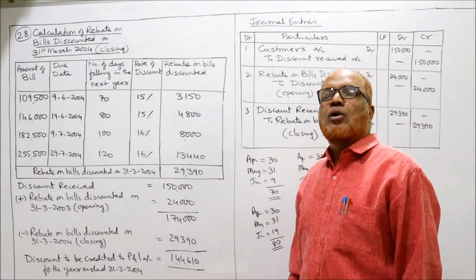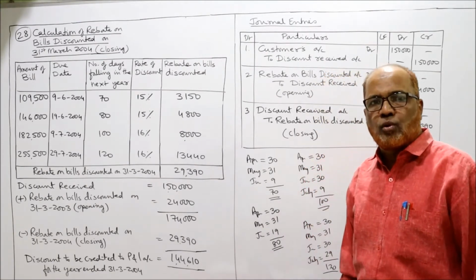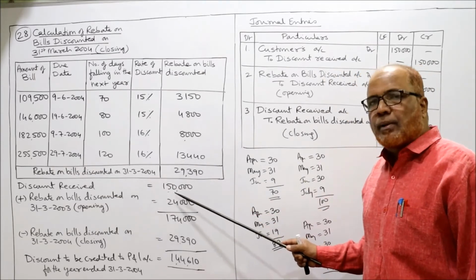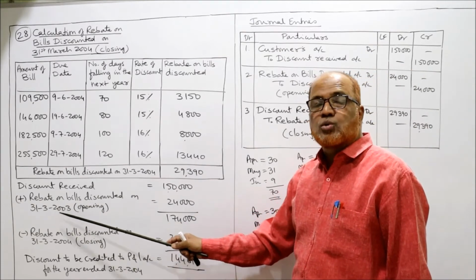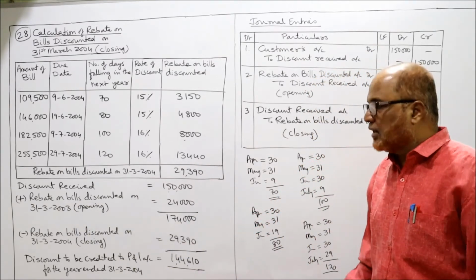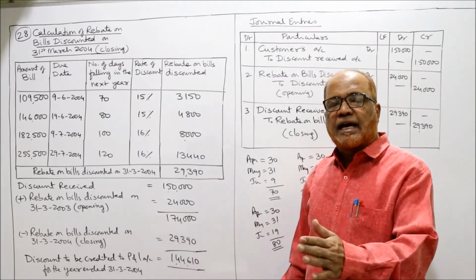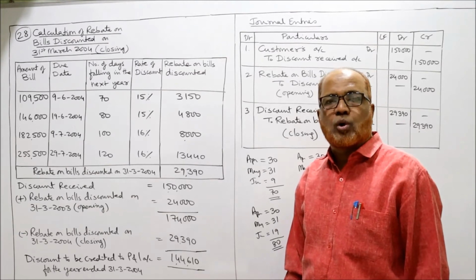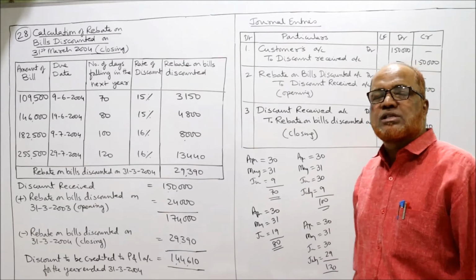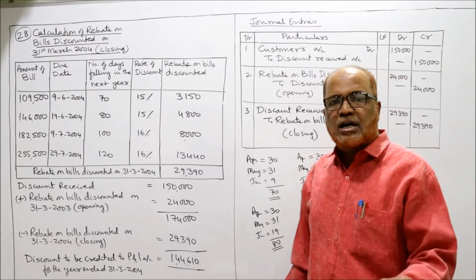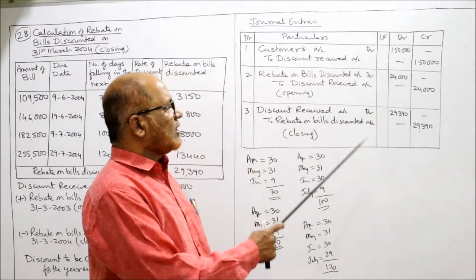Now easily we can find out how much discount to be credited to P&L account for the year ended 31st March 2004. So discount received is given in the problem 1,50,000. To this we add rebate on bills discounted on 31st March 2003, opening, beginning of the year, 24,000. Add up 1,74,000. Rebate on bills discounted at the end of the year, 31st March 2004, closing, just now we have calculated. Subtract. The 1,44,610, this is the discount to be credited to profit and loss account for the year ended 31st March 2004. Now, journal entries.